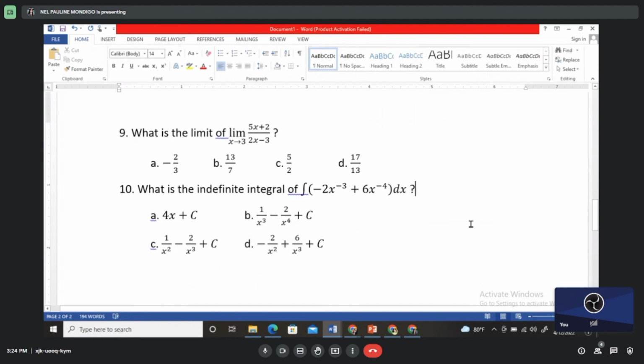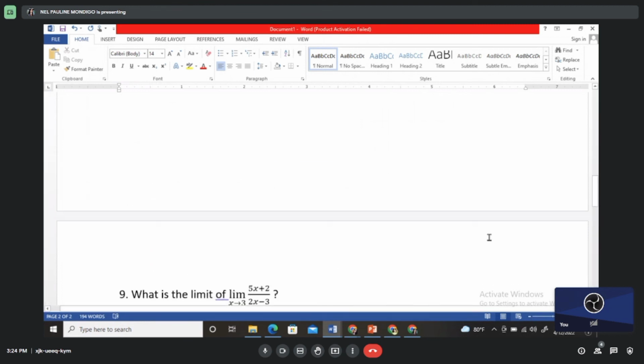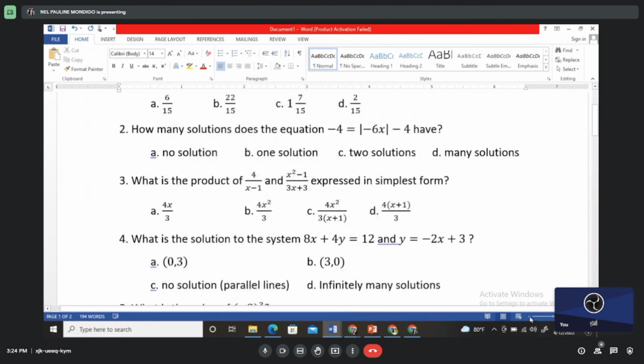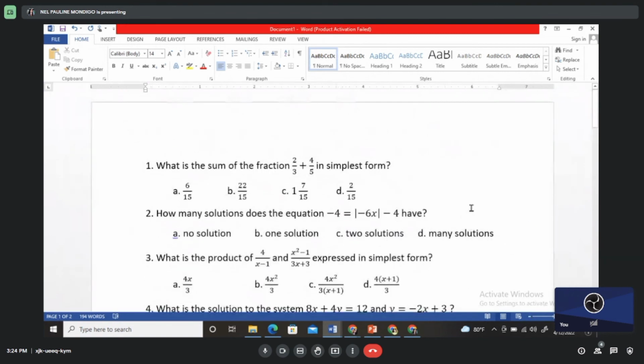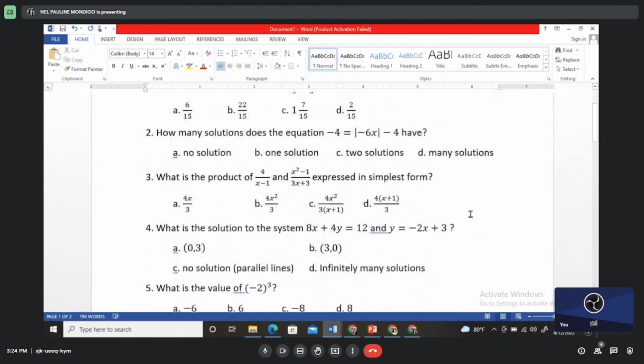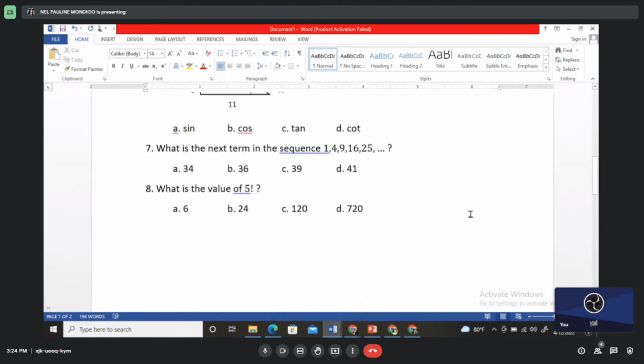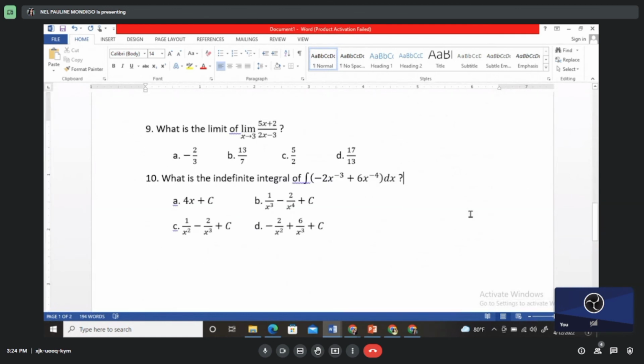So that's it for today. I'll show you the result here. This is the 10-item multiple choice question, and we write it using MS Word.